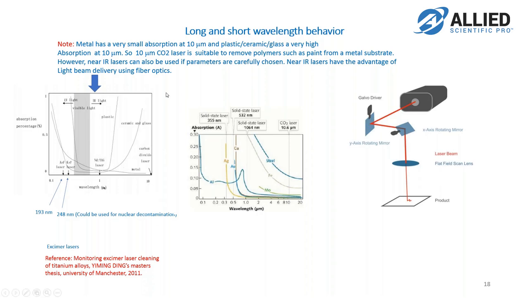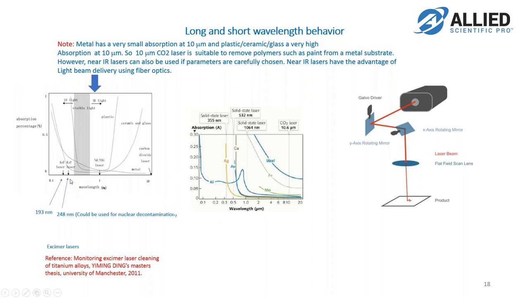Here you can see, if you look at the absorption, the ceramic and glass have such high absorption at around 10 micron, but the metal has lower absorption at 10 micron. So in some ways, using CO2 lasers is better as compared to the 1064 nanometer laser. But the problem with the CO2 laser is that you can't use fiber optics. Fiber optics is very well established for the near infrared, but it's not really that much available for CO2. So directing the beam is much more difficult using CO2. And besides, if you control the parameters properly with a near infrared laser, you can still remove the paint or the coating very effectively without damaging the substrate.